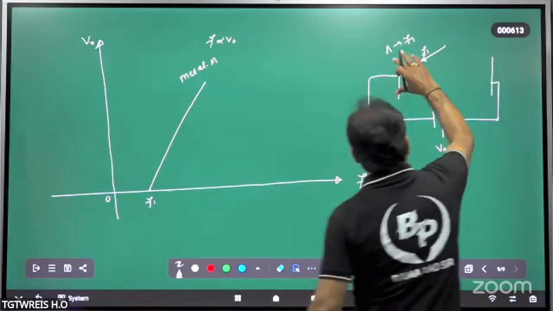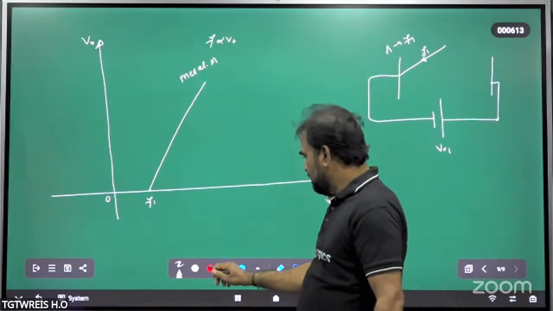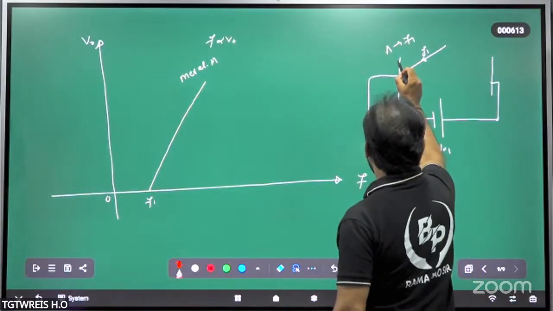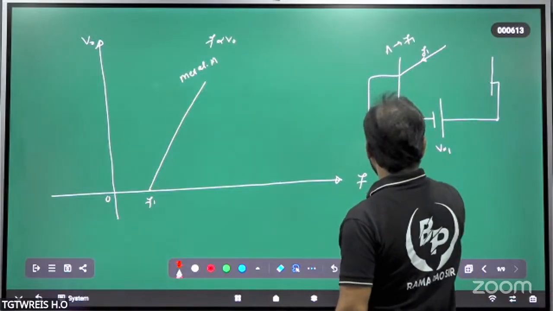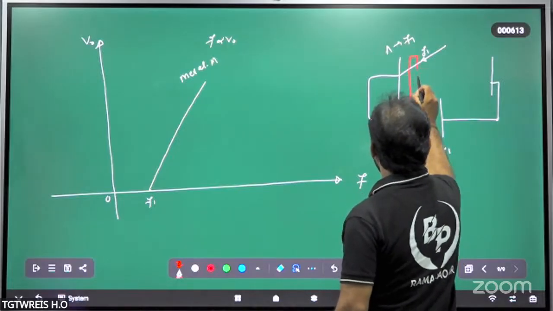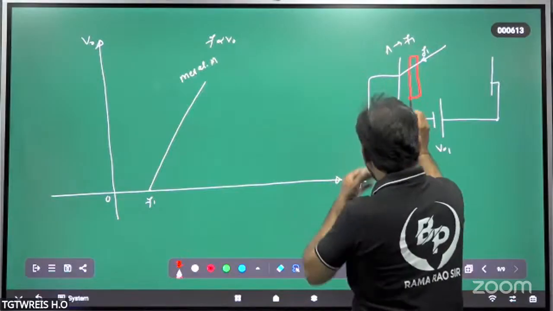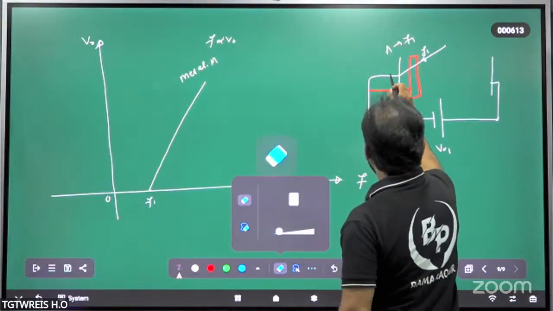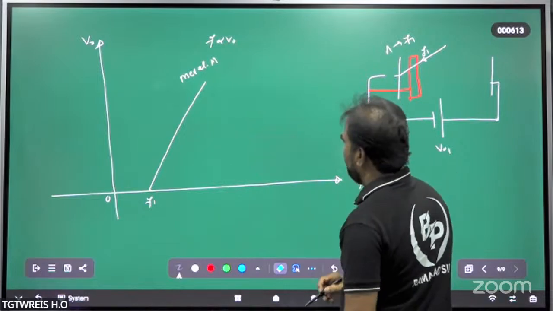Next, instead of metal 1, I am using metal 2 or metal B. Here, instead of metal A, I have used metal B. Instead of metal A, I have taken metal B. So this is disconnected here, disconnected like this. Metal B I have taken.